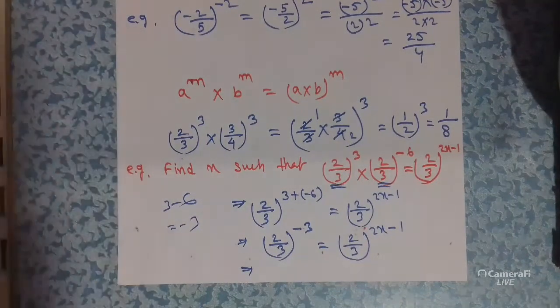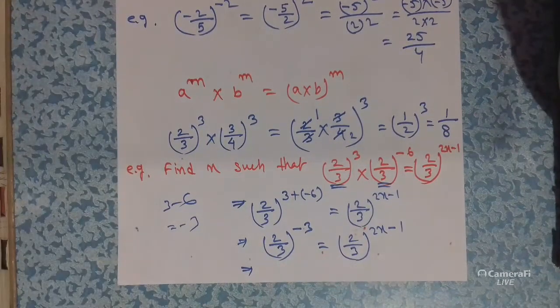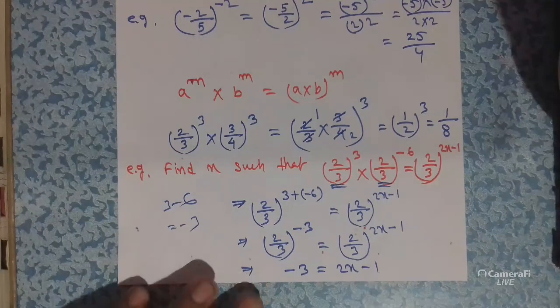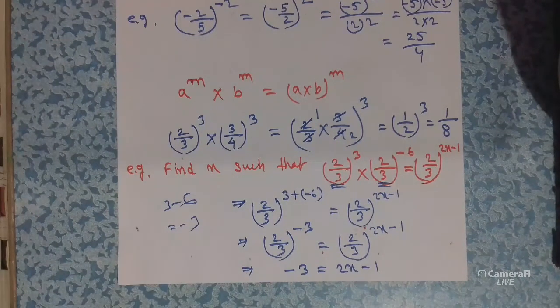Here you can see that on both the sides bases are same, but the powers are different. In this case we can write minus 3 is equals to 2x minus 1.